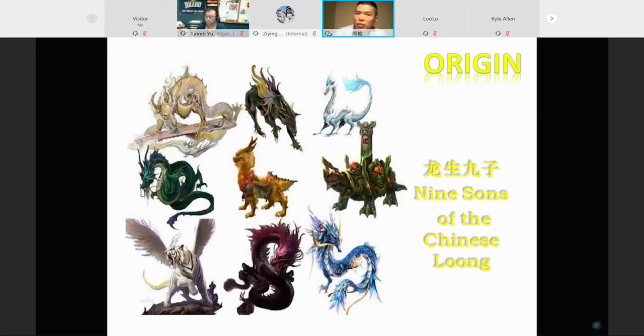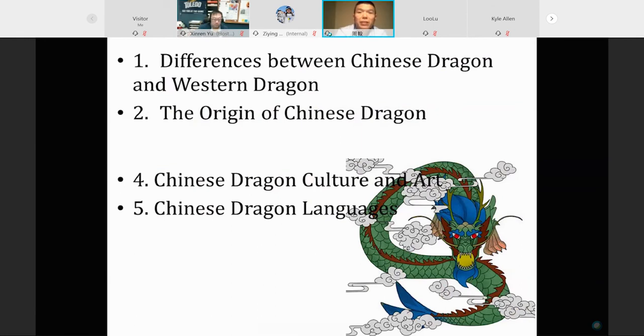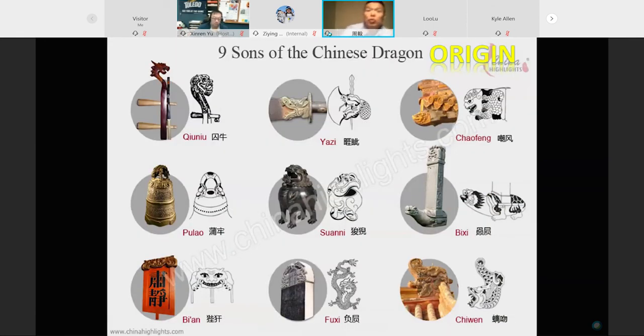And also, it is said that the dragon has nine sons. Different sons have different names. See, in ancient China, the dragons are everywhere. Many things have the dragon symbols, the images, but these are not the dragon itself. These are the sons of the dragon. So that's the second part, the origin of the Chinese dragon.